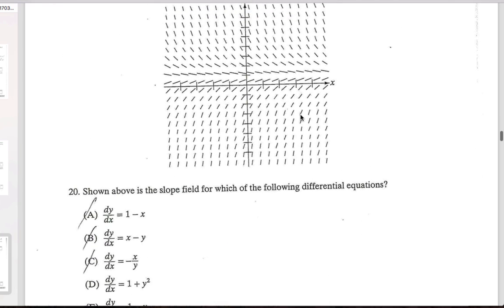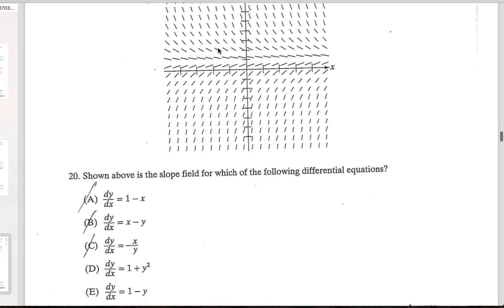Number 20, this one I really, really like because I can eliminate so many answers right off the bat. You can see that across all the x values, nothing is changing, right? It's the same across all the x values. Where it changes is when y changes. So when the y changes, I see a change in the slope field. So that means that our differential equation is dependent only on y. So I can eliminate a, b, and c right off the bat.